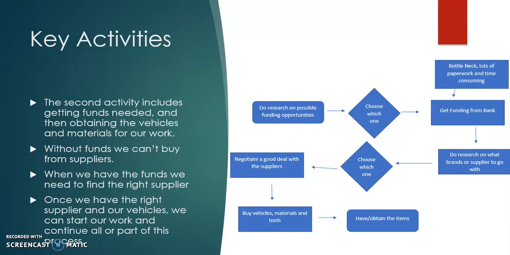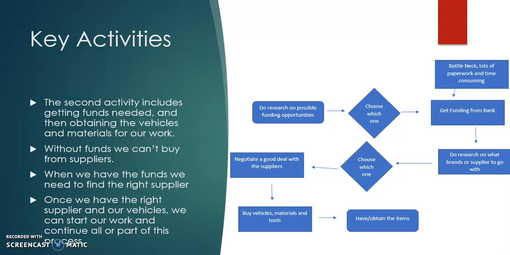The second key activity includes getting funds needed and getting work vehicles and materials for our work. Without funds, we can't buy from suppliers. When we have the funds, we need to find the right supplier. Once we have the right supplier and our vehicles, we can start our work and continue all or part of this process. So, top left is the beginning again.